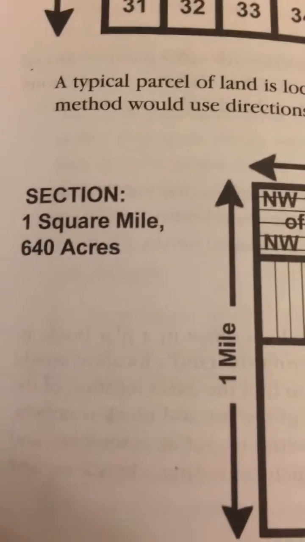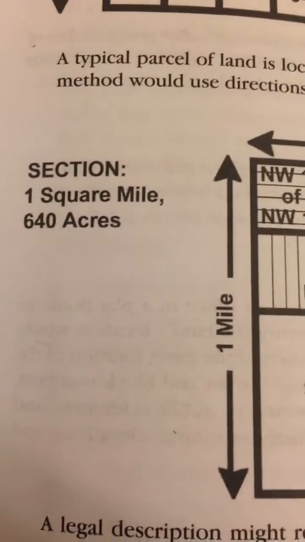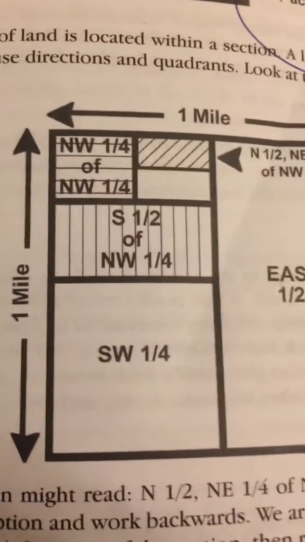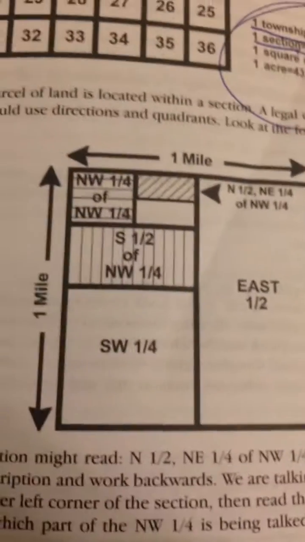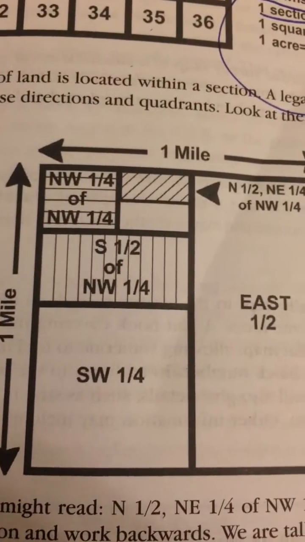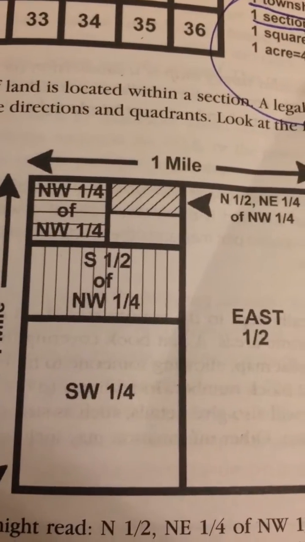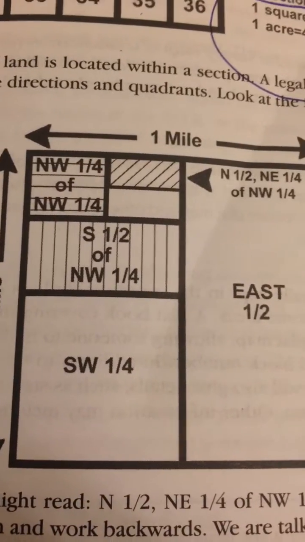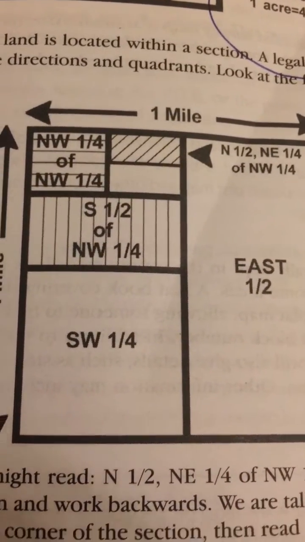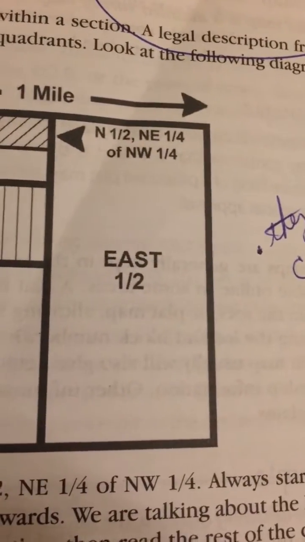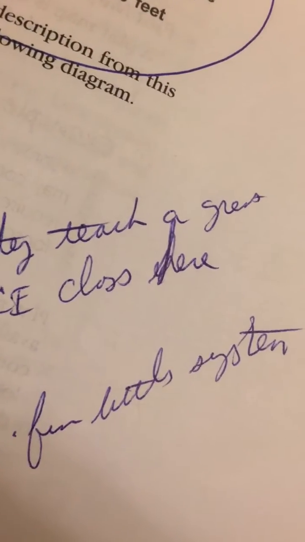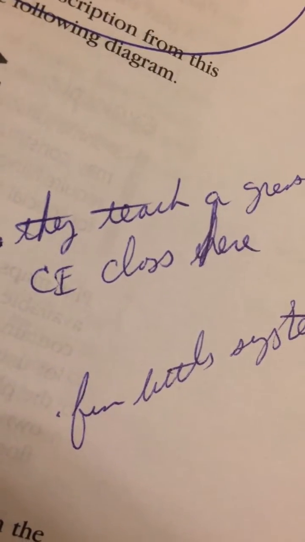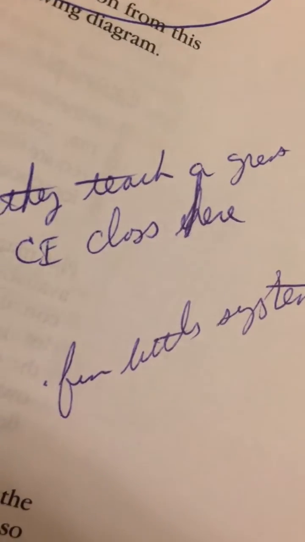A section, 1 square mile, 640 acres. You got your 1 mile up and down, left and right. You got northwest 1/4 of northwest 1/4. South 1/2 of northwest 1/4, southwest 1/4, east half. Extra note, they teach a great continuing ed class here.